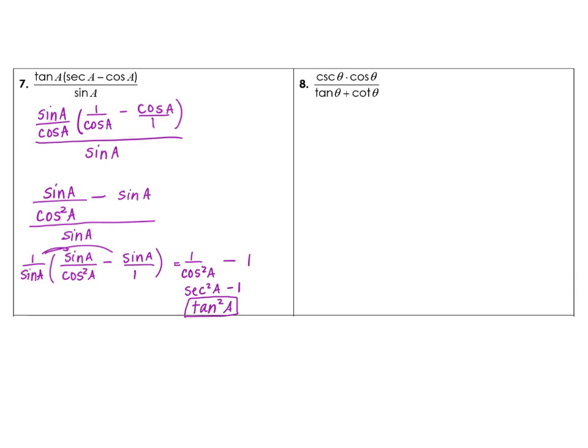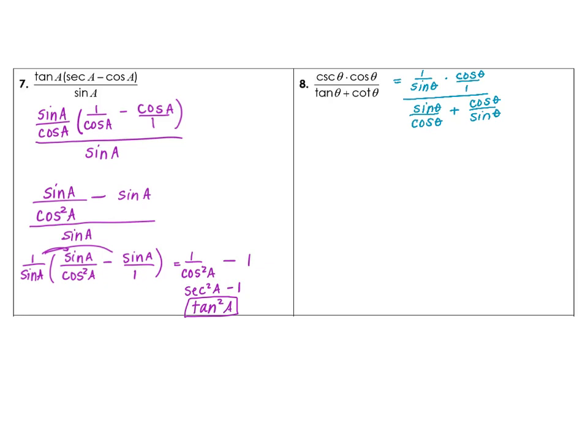Okay, moving on to our next problem. Notice we are multiplying in the numerator, so that's going to kind of throw a wrench in things. It might be a good idea on this one to go over to sine and cosine again. So in the numerator, that's 1 over sine theta times cosine theta, and I'm going to put that over 1. And all of that's over tangent theta, which is going to be sine theta over cosine theta plus cosine theta over sine theta.